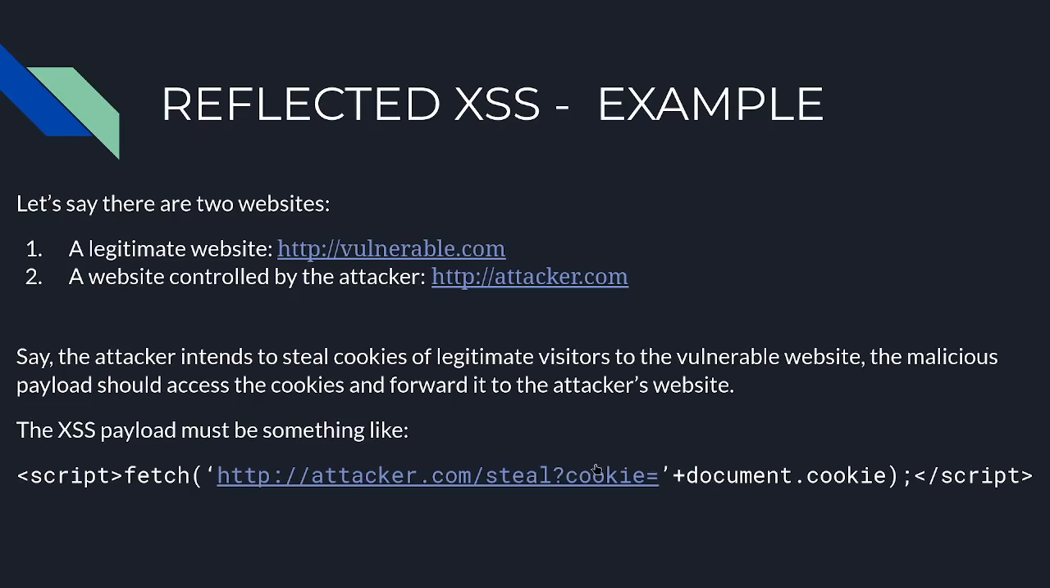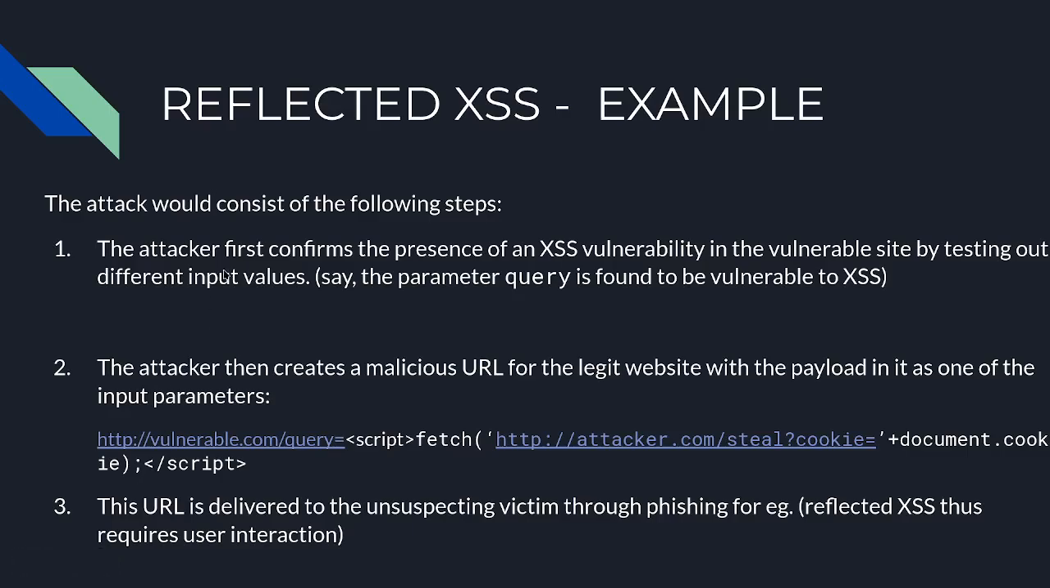So what happens is it's essentially setting the cookie parameter to the document.cookie attribute, which it takes from the user's session, and then it just appends it to this URL and sends it to the attacker's website. So once this happens, the attacker's website gets access to this cookie, and whatever action was intended can be performed. And this would be enclosed within a script tag since it's malicious JavaScript. And then the actual attack would consist of the following steps.